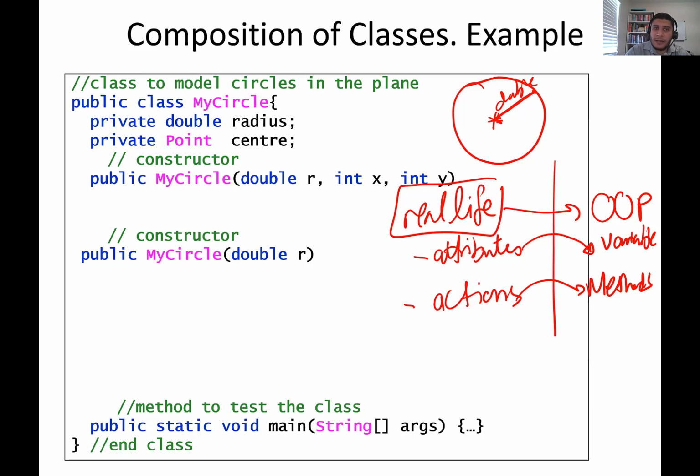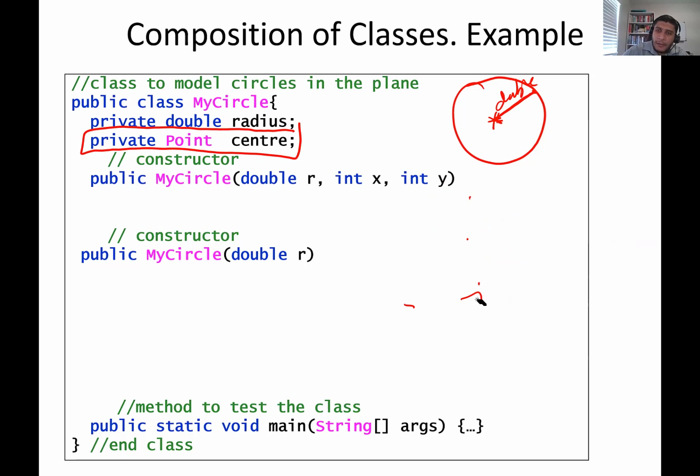So as you can see here, I define the radius as double, while the center is nothing other than an object of the point class. Good. Is there any question in this modeling? Okay, good.